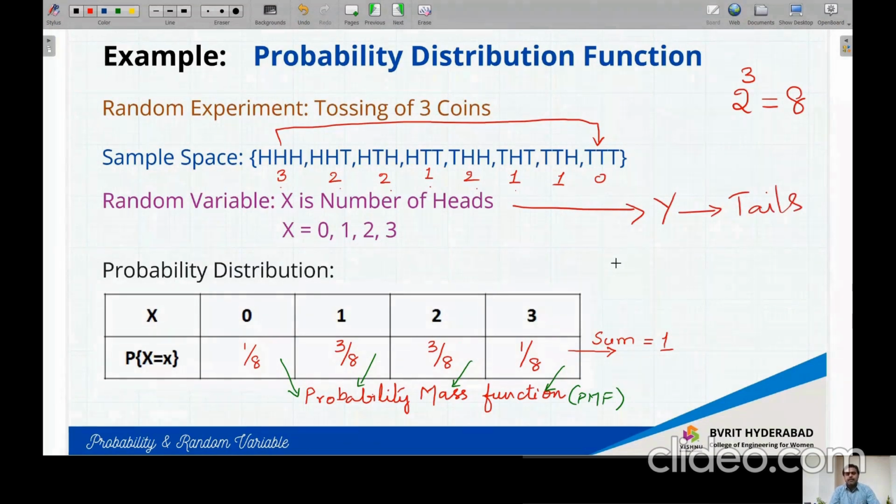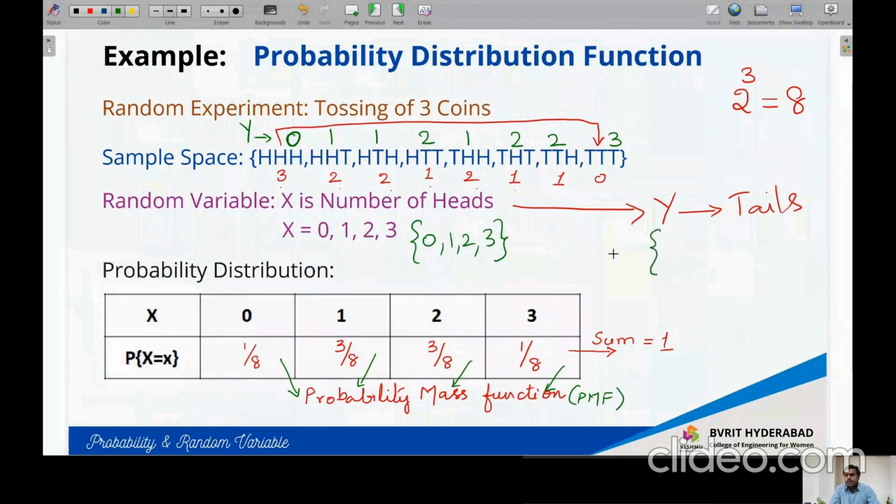Let me count tails. So in that case, what is the number with respect to Y? 0, because I have no tails. 1. Here it is 1. It is 2. 1. It is 1 again. It is 2. It is 2. 3. Right? So therefore, in this case of X, I have this as a range for X. Similarly, here also, I have the same range for this random variable Y. Got it?